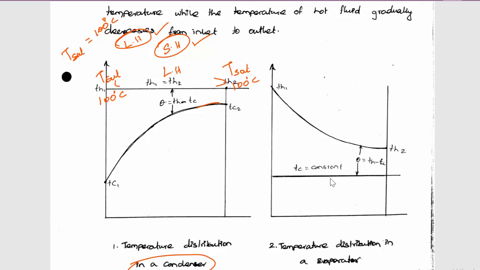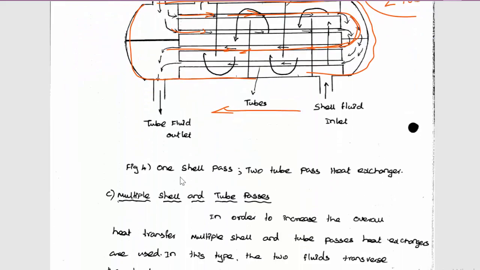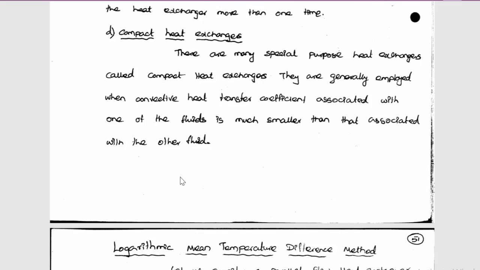Here the cold fluid comes in at 30 degrees Celsius, maybe I am assuming 35 degrees Celsius, and it will gain the heat from the hot fluid, that is the latent heat from the hot fluid, and at the exit it may reach about 80 or 70 degrees Celsius. This type of heat exchanger is called a condenser, whereas in evaporators the cold fluid temperature will be the same throughout the process and the hot fluid temperature will be reducing along the length of the heat exchanger. Okay, these are all the classifications of heat exchangers.